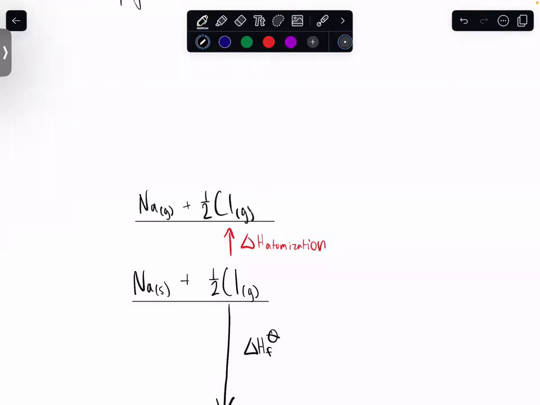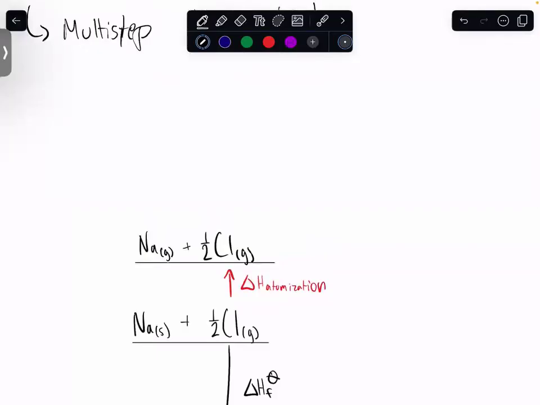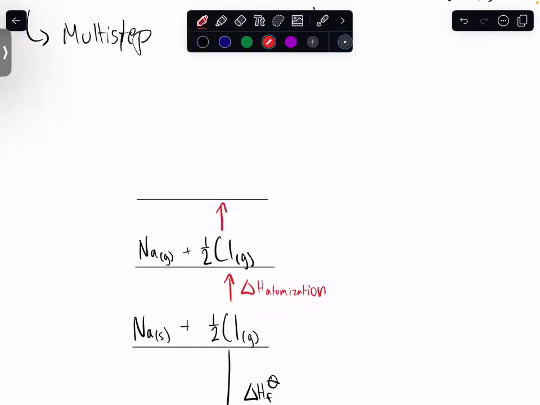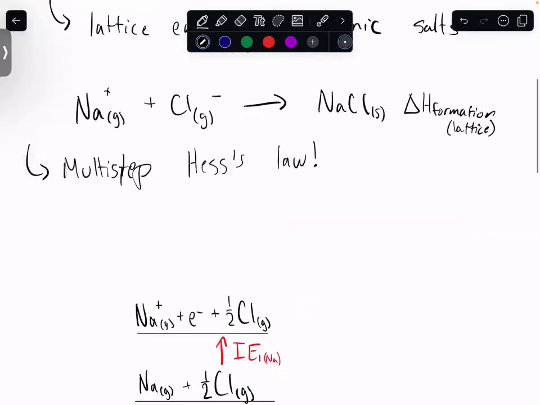Now, we do need sodium to become an ion, so we need to lose an electron. So once again, we're going to now remove an electron. When we remove an electron from sodium, that's called ionization energy. And you can just find that value in the periodic table. This is our first ionization energy of sodium. And when we do that, we end up with Na+ gas plus an electron plus our 1/2 Cl2 gas. All right, so sodium is now in the state we need it to be.